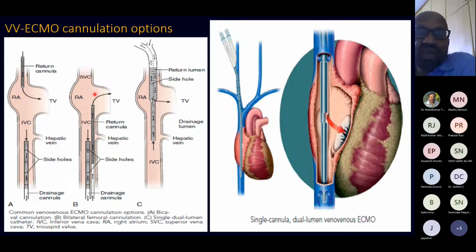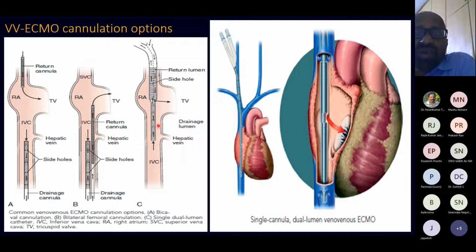centimeters between the tips of the cannula when they are in the bicaval cannulation configuration, as is shown on the A panel, or you have a bifemoral cannulation, which is shown in the B panel of the picture.